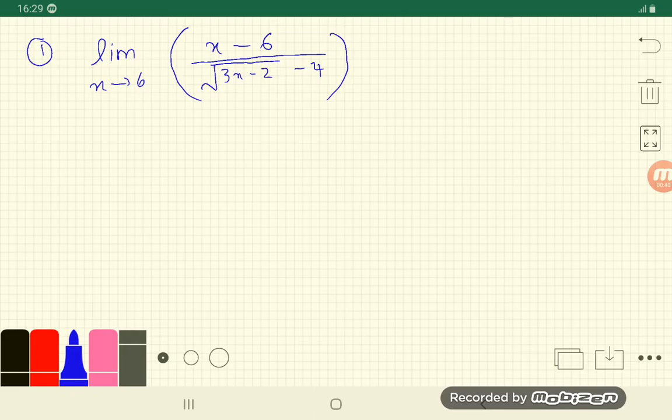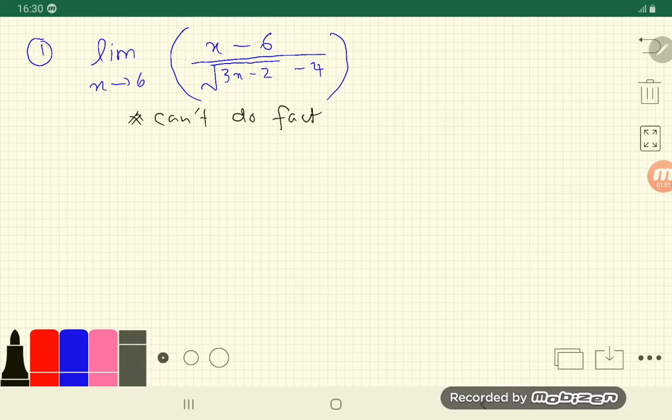As you see in the example here, we have a square root. So you cannot factorize the value inside your bracket, so you cannot do any factorization. And if we try to substitute immediately the value of x equals to 6 here, what happens?